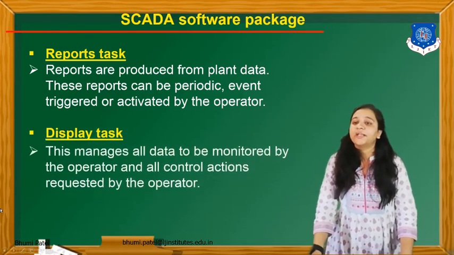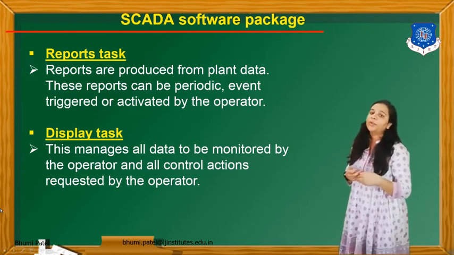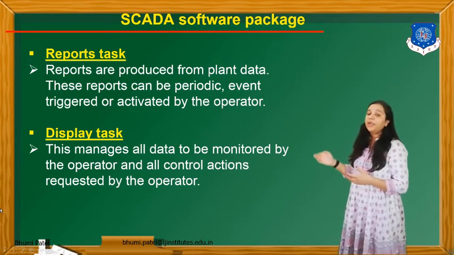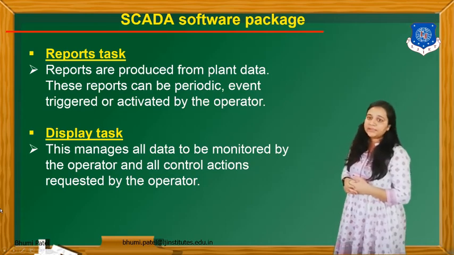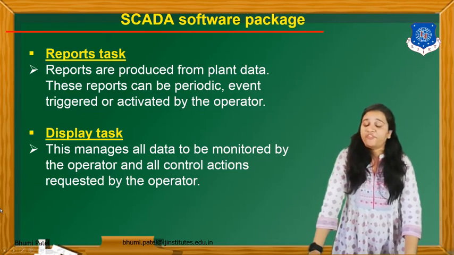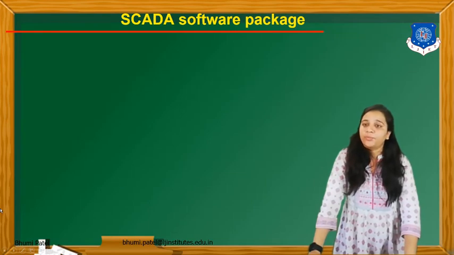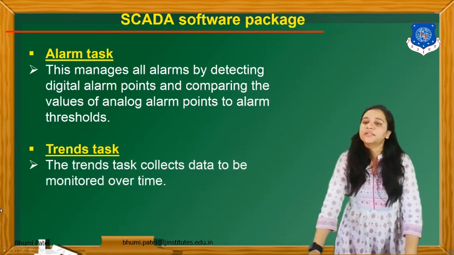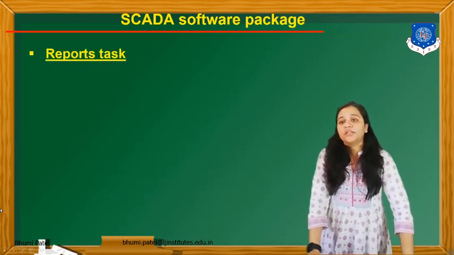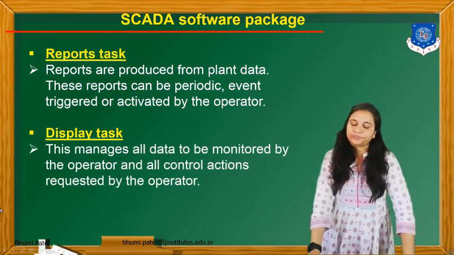And the fifth one is the display task. This manages all the data to be monitored by the operator and all control actions requested by the operator. So these 5 tasks will be operated using the SCADA software package. The first one is the input output task, the next one is the alarm task, the third one is the trend task, the fourth one is the report task, and the fifth one is the display task.